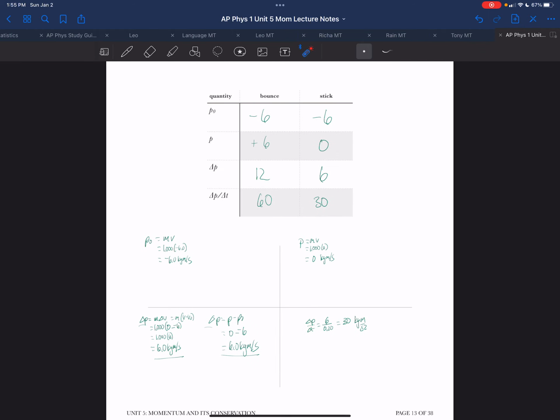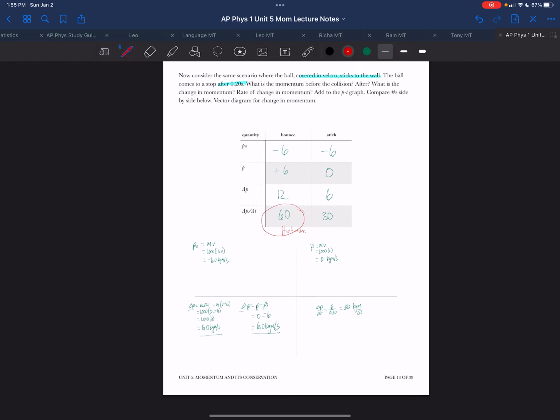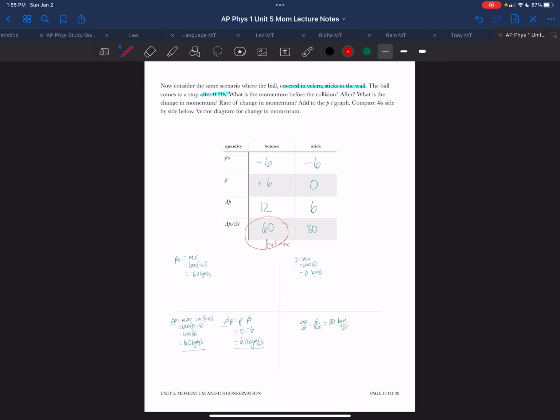The one that's going to hurt more is this one. This will hurt more, because our head is bringing about twice the change in momentum every second as if it stuck to us, if it occurred in the same amount of time.